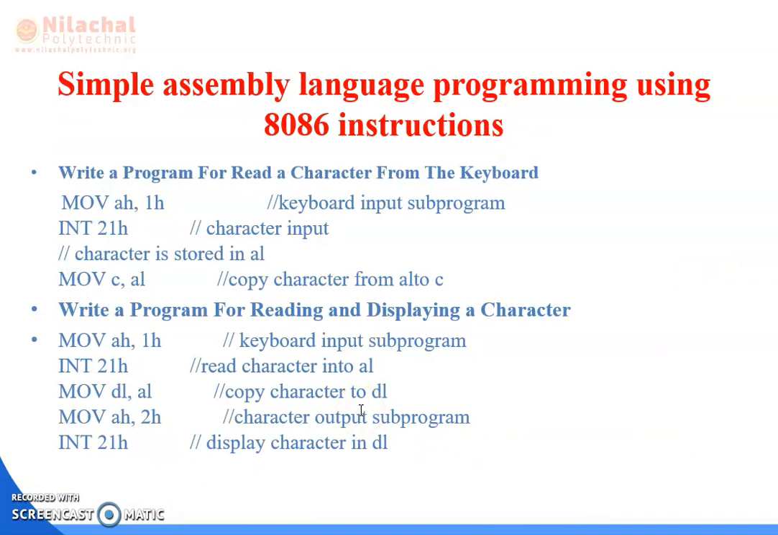Next, simple assembly language programming using 8086 instructions. So first one is write a program to read a character from the keyboard. The first is MOV AH, 1H, so keyboard input subprogram. Then INT 21H, that is character input. So the character is stored in AL register. Then MOV C, AL means copy the character from AL to C.